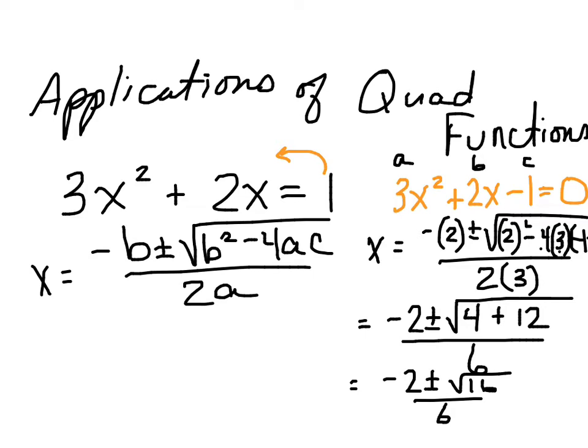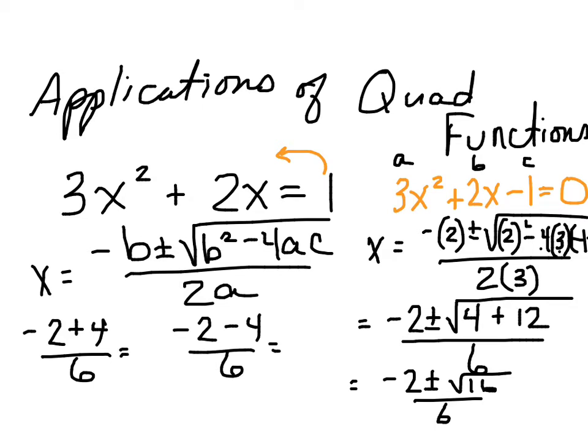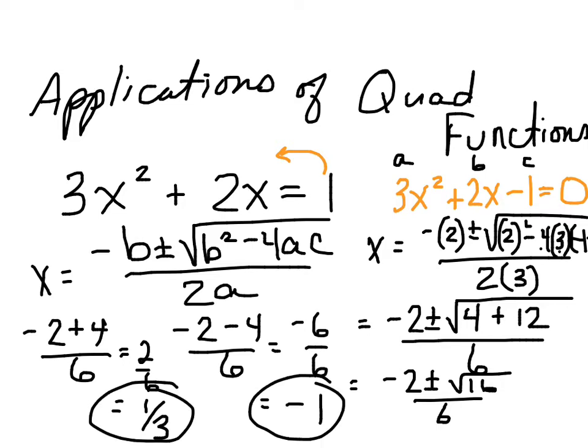Then to clean this up, you're going to take the square root of 16. If it doesn't square root perfectly, then you'll be done. But since this one does, the square root of 16 is 4. You take negative 2 plus 4 divided by 6, and negative 2 minus 4 divided by 6. So you're going to have two different answers here. On the first one, negative 2 plus 4 is 2, and 2 divided by 6 reduces down to 1/3. And negative 2 minus 4 would be negative 6 divided by 6, which reduces down to negative 1. So my two answers are here and here.